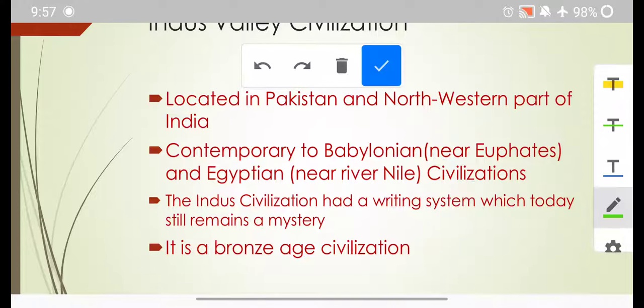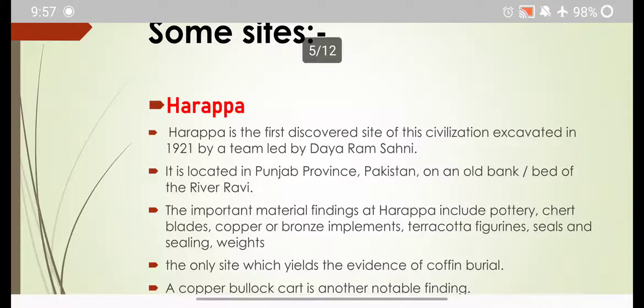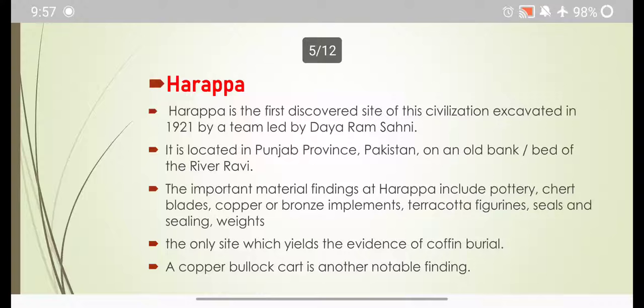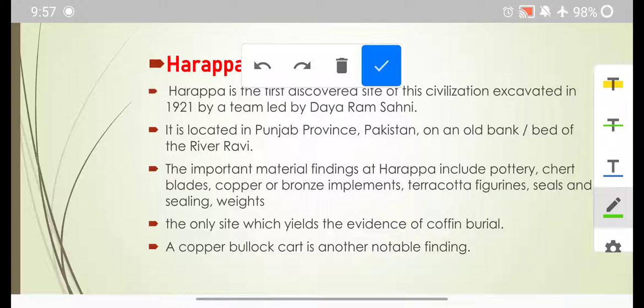So going to the next one, some major sites of the Indus Valley Civilization or the Harappan Civilization. The first one is Harappa. Harappa is the first discovered site of the Indus Valley Civilization. That is why it is also known as Harappan Civilization. This was discovered in 1921 by a team led by Dayaram Sahni. It is located in Punjab province, Pakistan, on the bank of River Ravi.